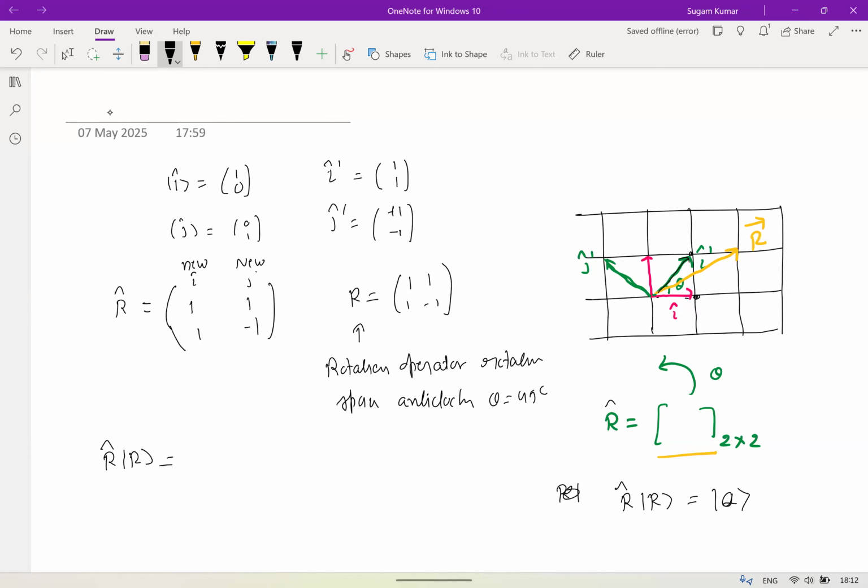And this vector is what? Look here. In vector terms, this is written as 2 times I cap plus 1 times J cap, correct? Nothing but (2, 1). And look here, this operator [[1, 1], [1, -1]] acts on (2, 1). This is going to become (2+1, 2-1). So it means that this vector after the rotation will go to (3, 1).